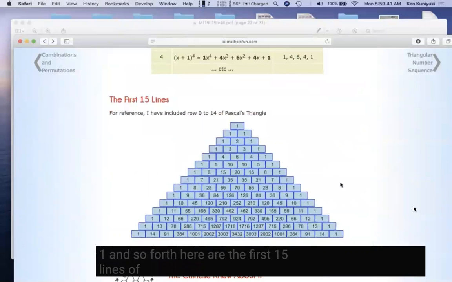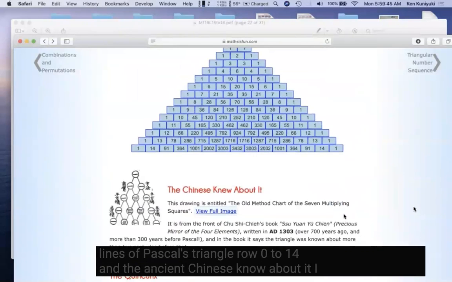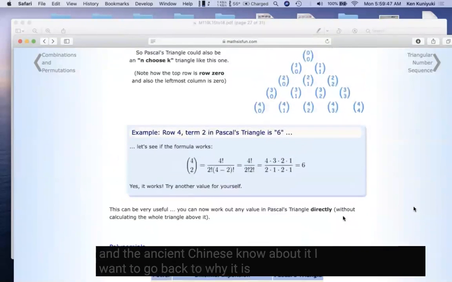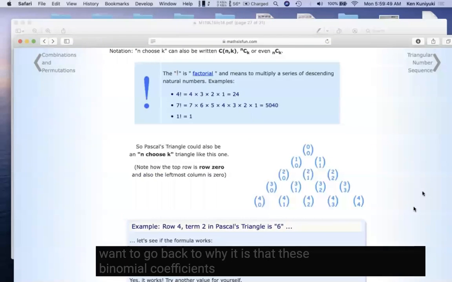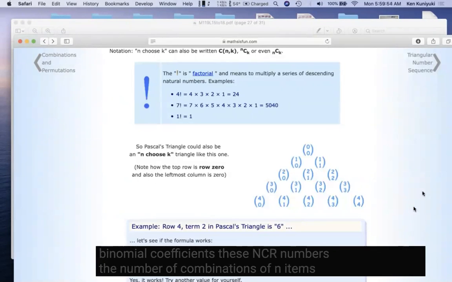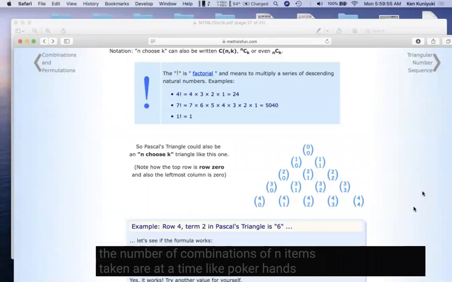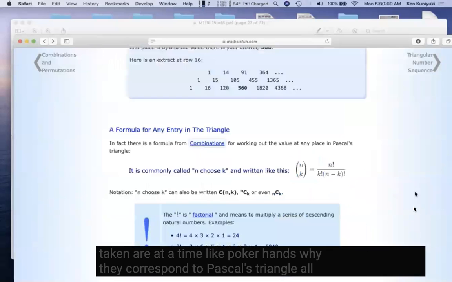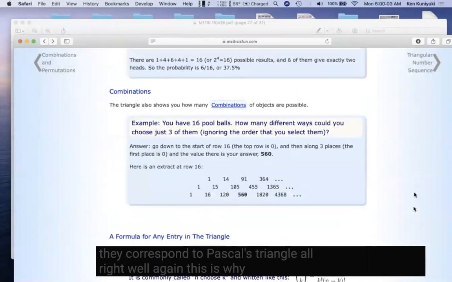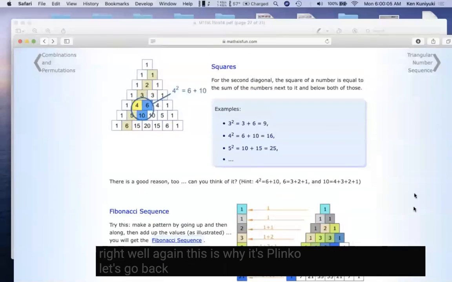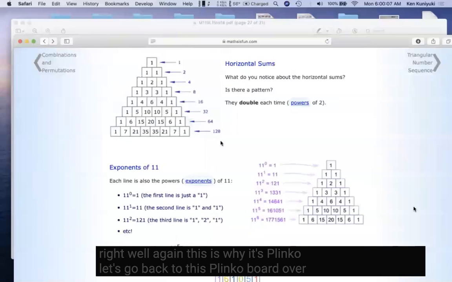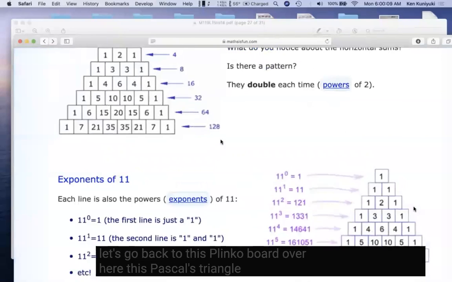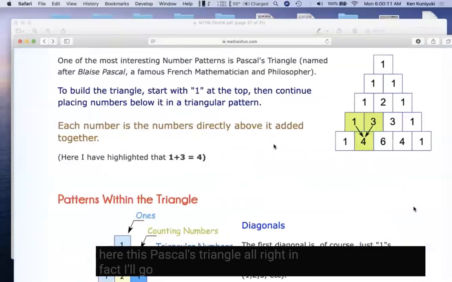Here are the first 15 lines of Pascal's triangle, rows 0 to 14, and the ancient Chinese knew about it. I want to go back to why it is that these binomial coefficients, these NCR numbers, the number of combinations of n items taken R at a time, like poker hands, why they correspond to Pascal's triangle. All right. Well, again, this is why it's Plinko. Let's go back to this Plinko board over here, this Pascal's triangle. All right. In fact, I'll go to the very top.